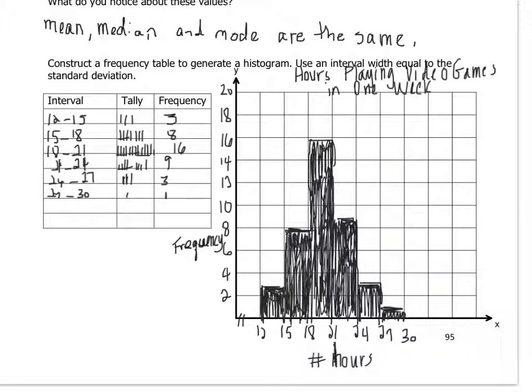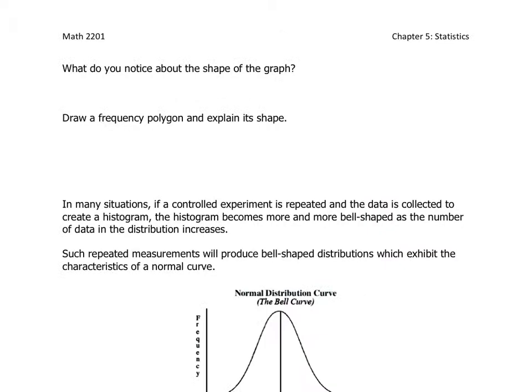If we were to construct a frequency polygon from the midpoints of each of these bars, I'll use a different color here, we would see that this one goes down to 0 there, and it's got this bell-shaped pattern. So what do you notice about the shape of the graph? The shape of the graph is symmetrical.